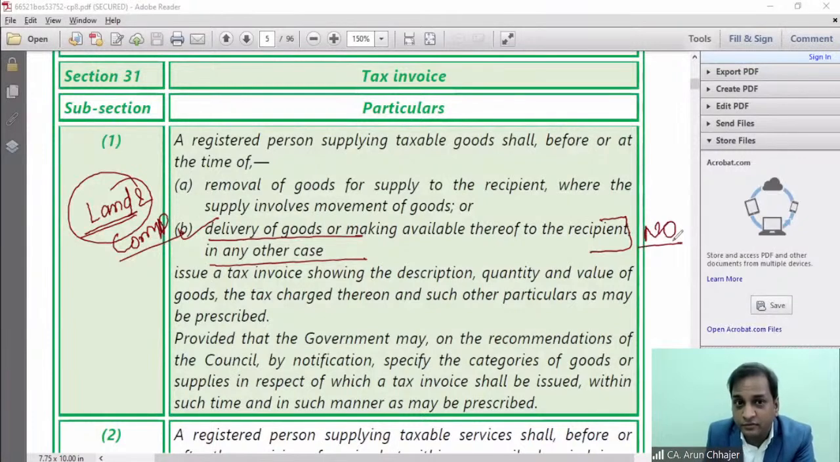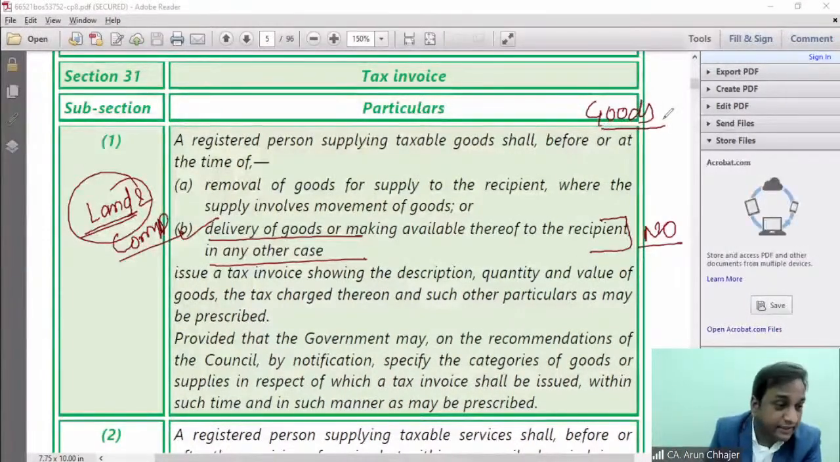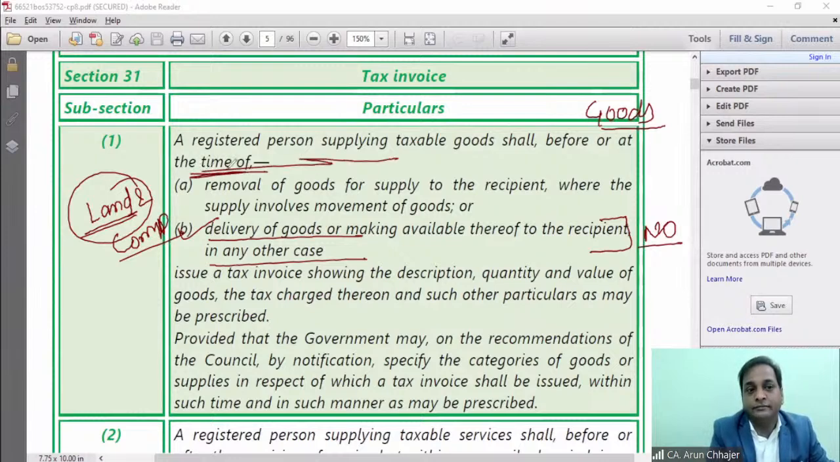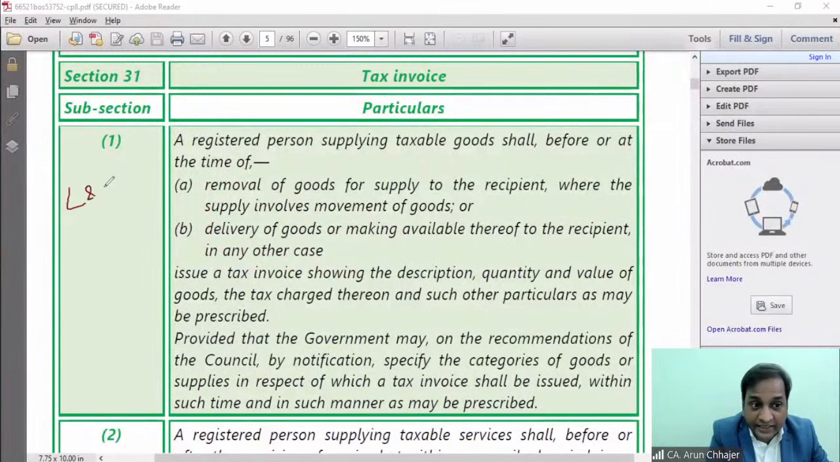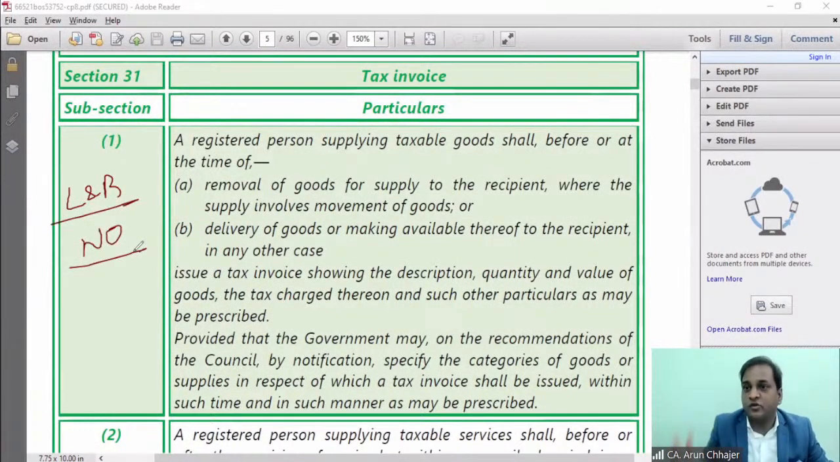Why no? Go back and check the definition of goods. Goods means every kind of movable property. If the property is immovable, it cannot be a supply of goods, and if it cannot be a supply of goods, it cannot be covered here. It cannot be an example of clause B. Whether land and building is goods, the answer is no.